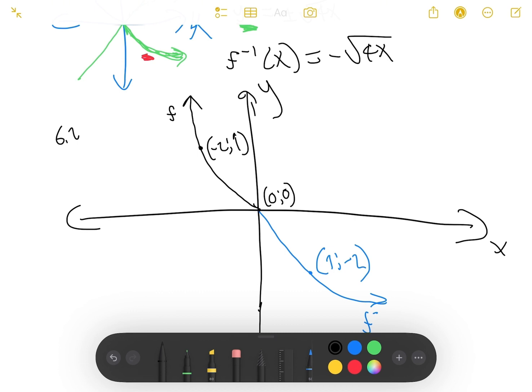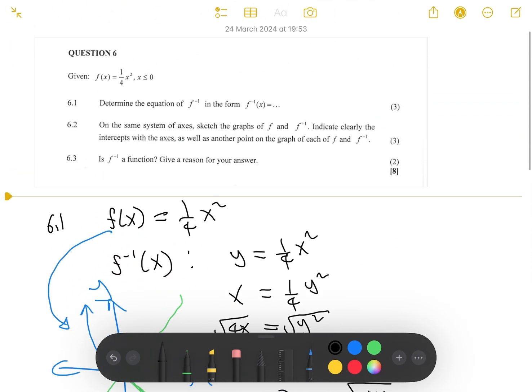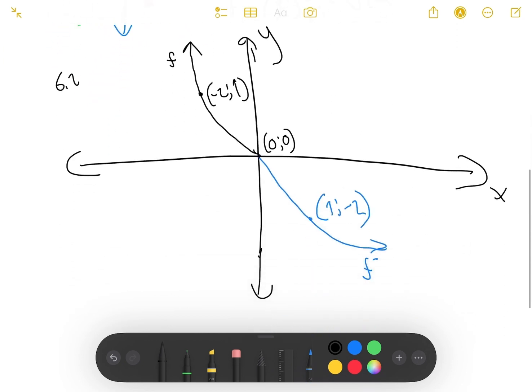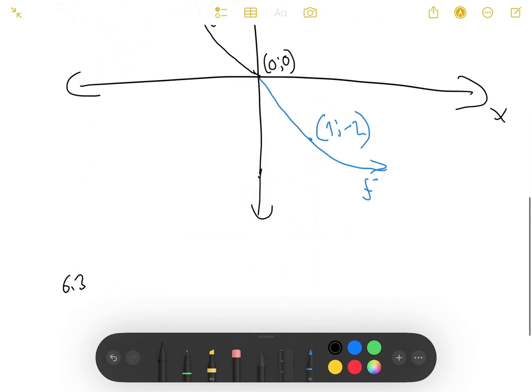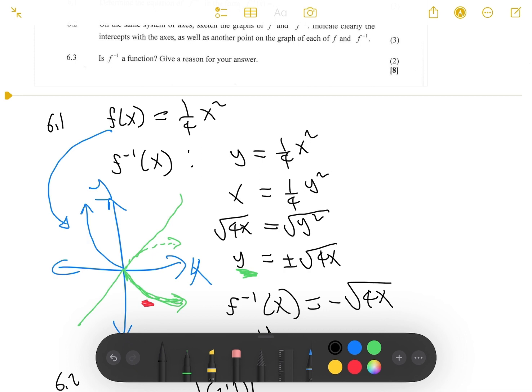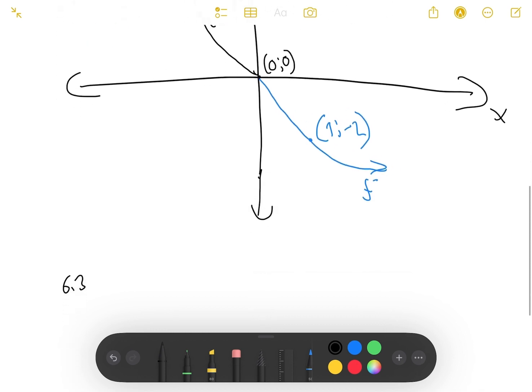So yeah, I believe we're done. And then now let's move to 6.3, where they ask, is the inverse graph a function? Give reason for your answer.